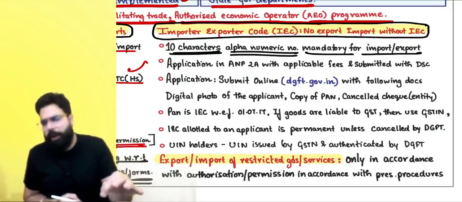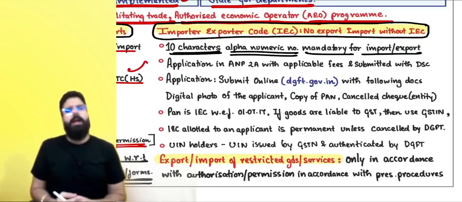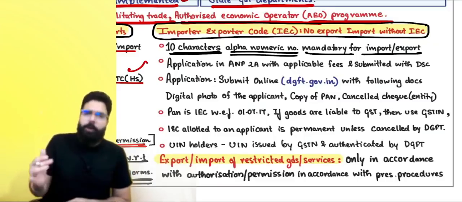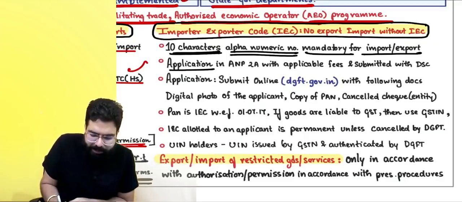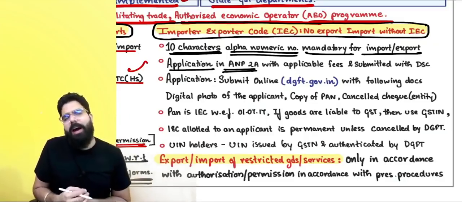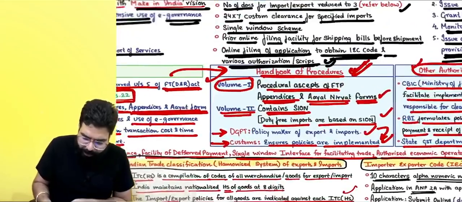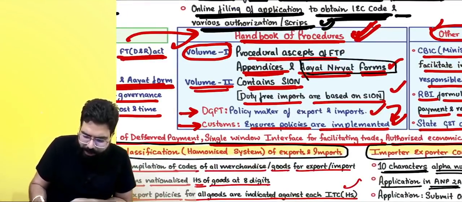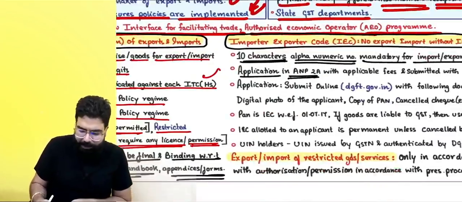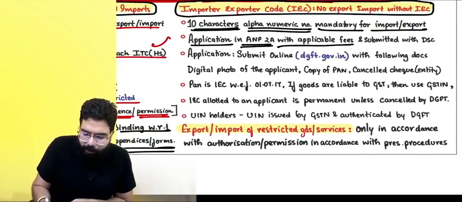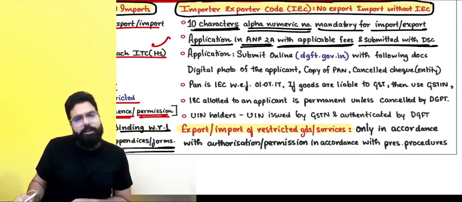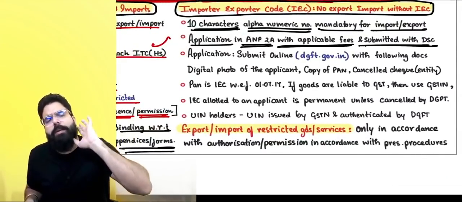If you want to import or export, you should have the mandatory import export code. Sir, application is in ANF 2A, the Aayat Niryat form. I have told you over here, the Aayat Niryat form is there. ANF 2A will, with applicable fees and documents, you have to go ahead and submit with digital signature.